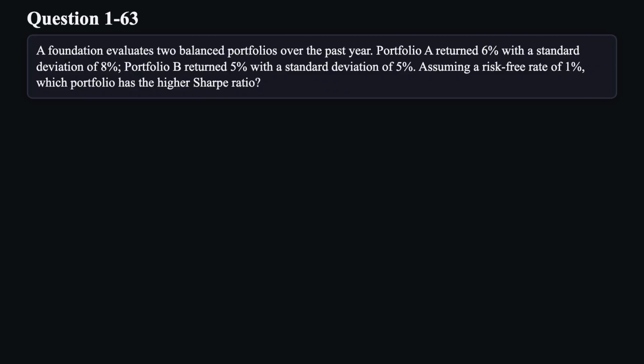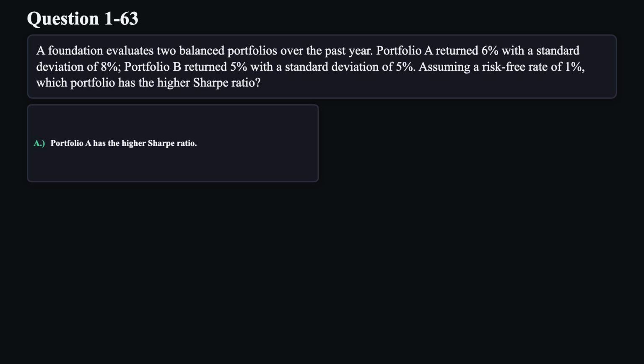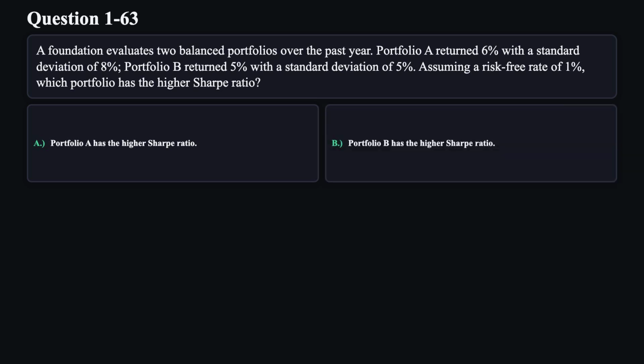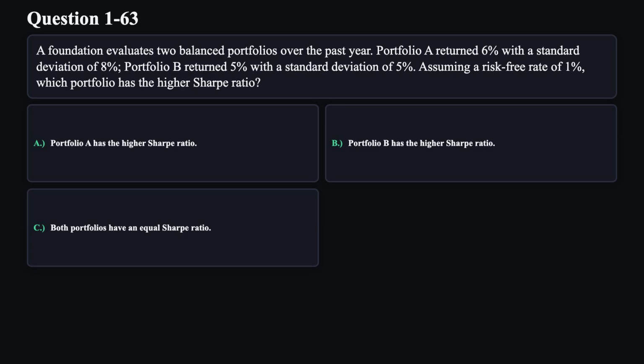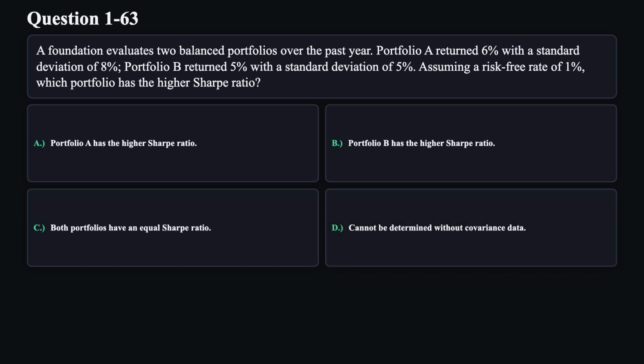Question 63. A foundation evaluates two balanced portfolios over the past year. Portfolio A returned 6% with a standard deviation of 8%. Portfolio B returned 5% with a standard deviation of 5%. Assuming a risk-free rate of 1%, which portfolio has the higher Sharpe ratio? A. Portfolio A has the higher Sharpe ratio. B. Portfolio B has the higher Sharpe ratio. C. Both portfolios have an equal Sharpe ratio. D. Cannot be determined without covariance data.